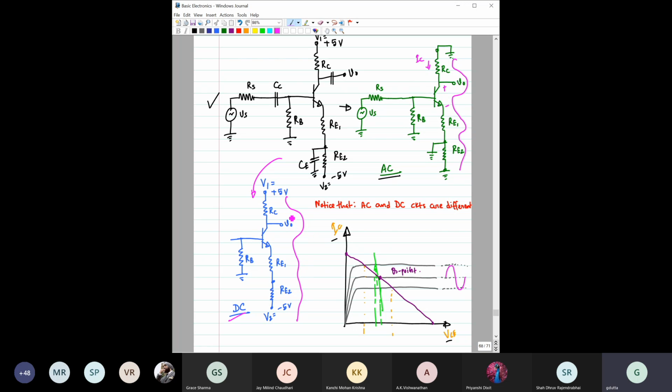this KVL along this outer loop, right? Along this from V1 to V2. So apply KVL along here and apply KVL along here.